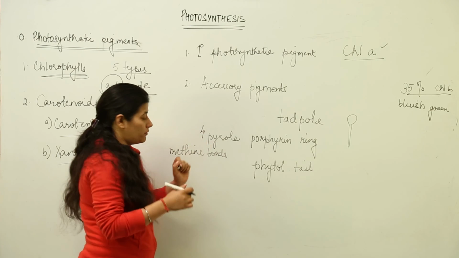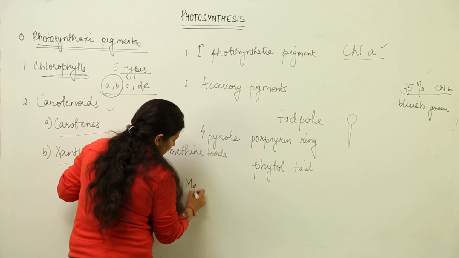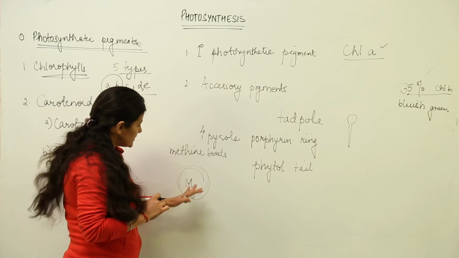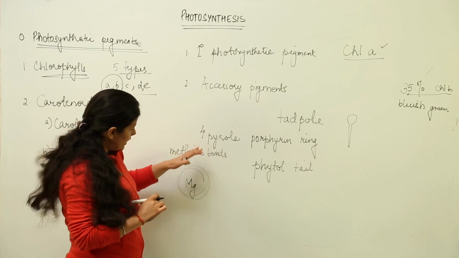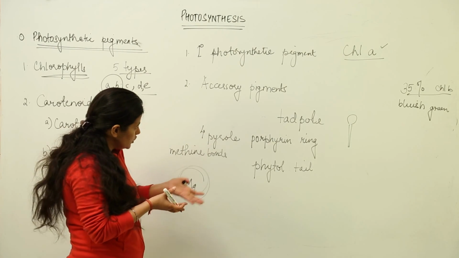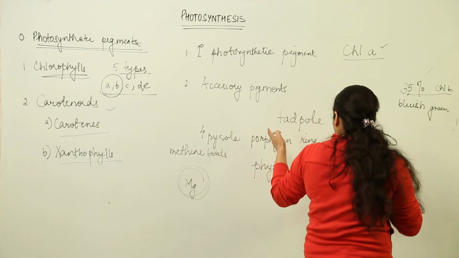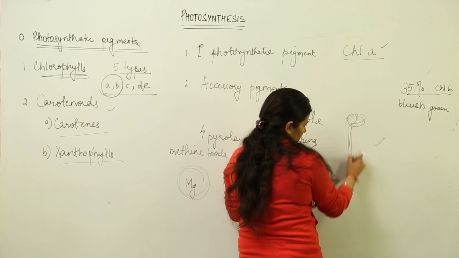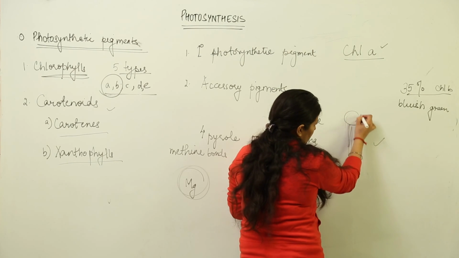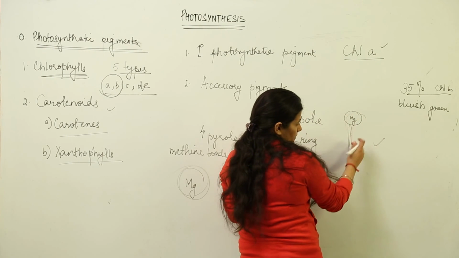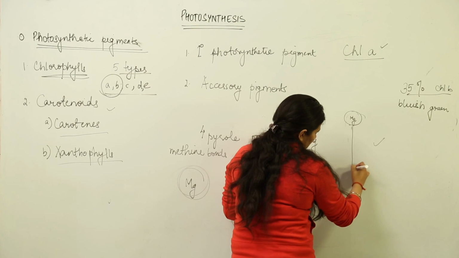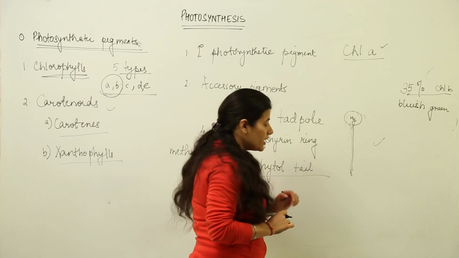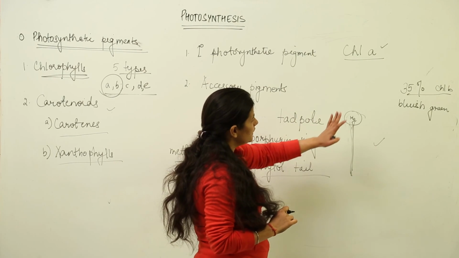What about magnesium? Magnesium forms the center of the ring. Please remember it. Magnesium forms the center of the ring where 4 pyrroles are joined by methine bonds across each other, and there is a long phytol alcoholic tail. This is what the structure is like. Over here we are going to have 4 pyrroles. In the center we are going to find magnesium. This tail would be the long alcoholic phytol tail. Okay. Now what is the difference in chlorophyll B?